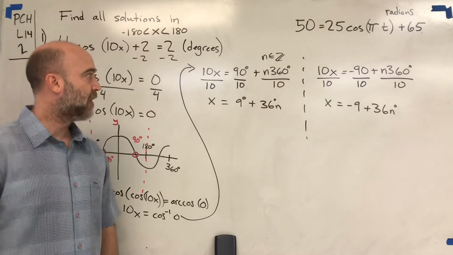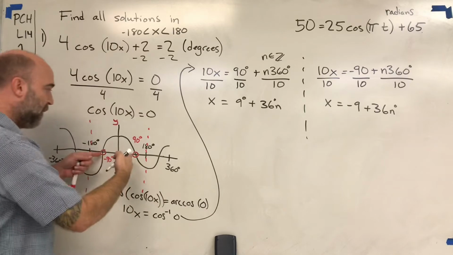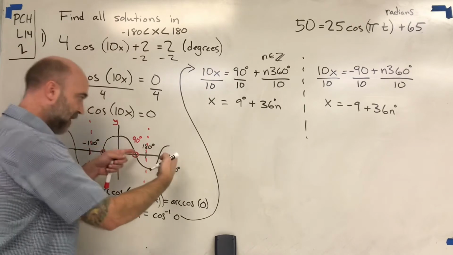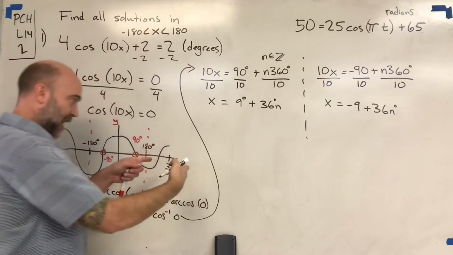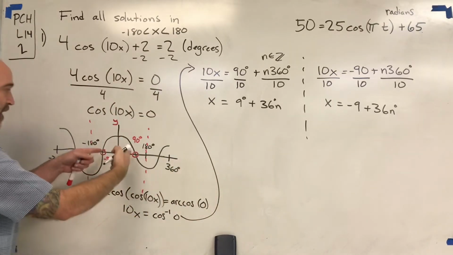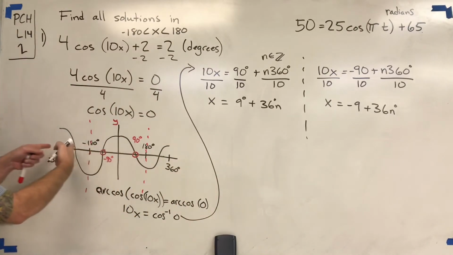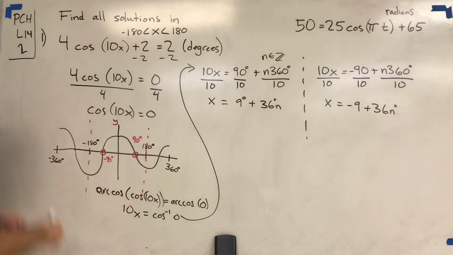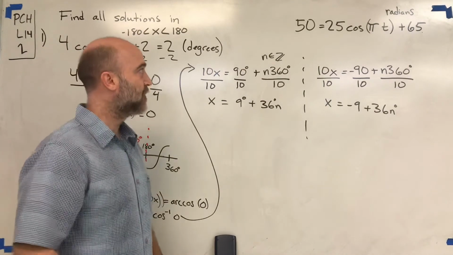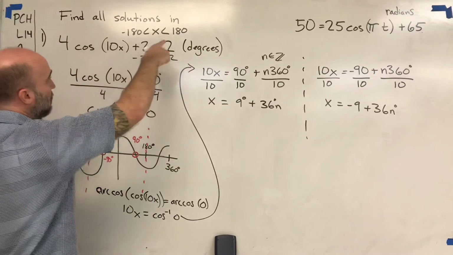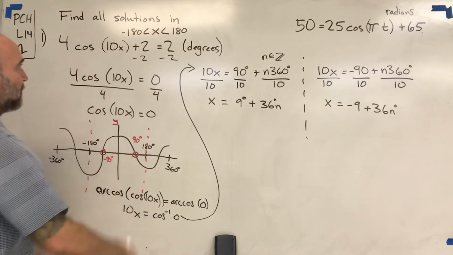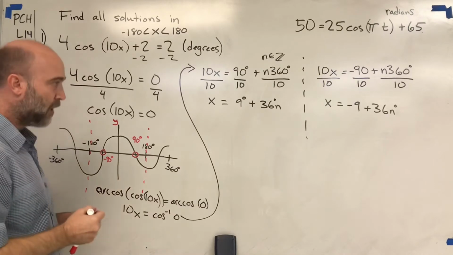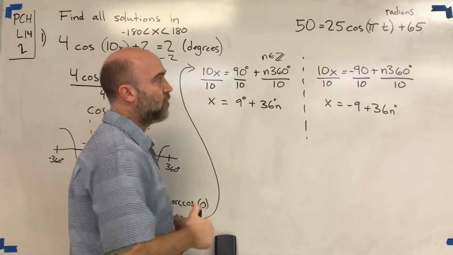Okay, so those are our two sets, and that means we have these two answers that go like that, and like that. And going the other way, like that, like that. Okay? So that's those answers. So that one is done. Find all solutions in terms of degrees between these intervals right here, basically. Okay, let's go ahead and do one in radians.